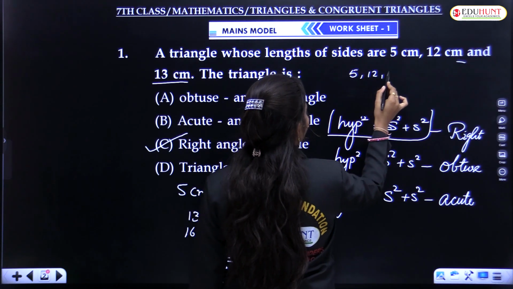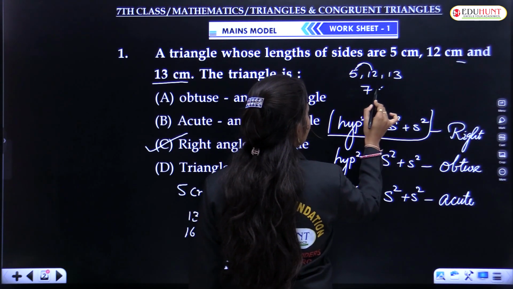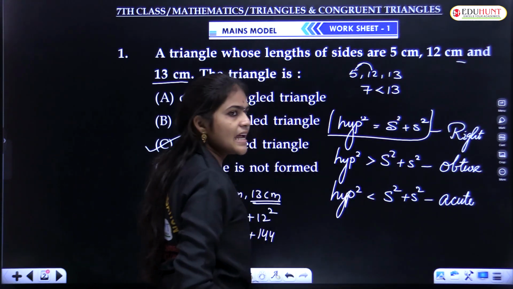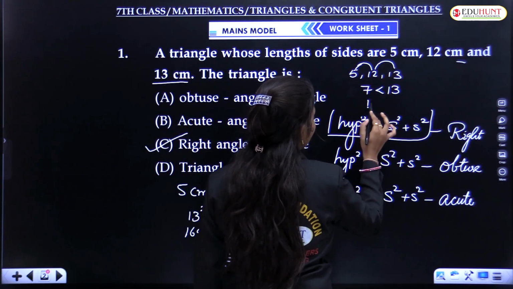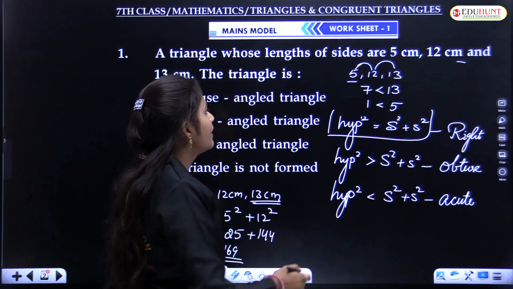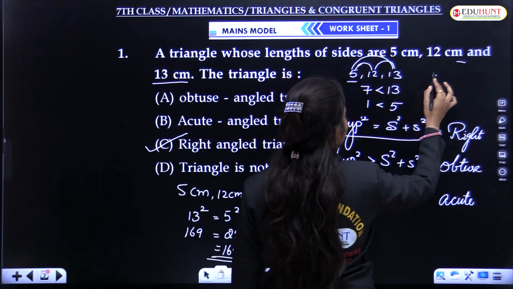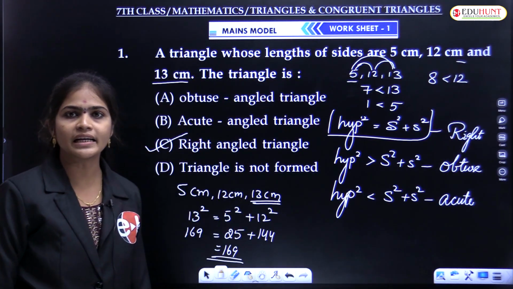5, 12, 13. So 12 minus 5 is 7. So 7 is less than 13. Satisfying, no difference. Next, 13 minus 12 is 1. 1 is less than 5. So here also satisfying. Next, 13 minus 5 is 8. 8 is less than 12. So here also satisfying, no conditions.